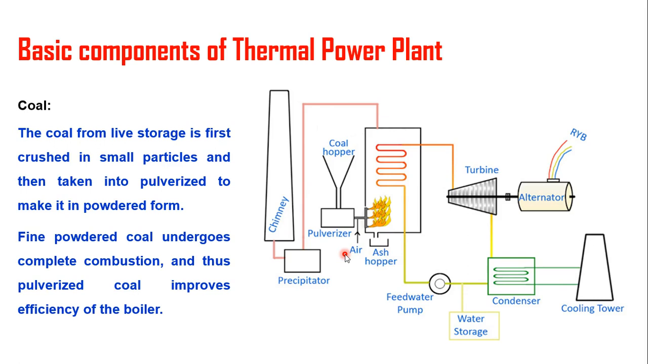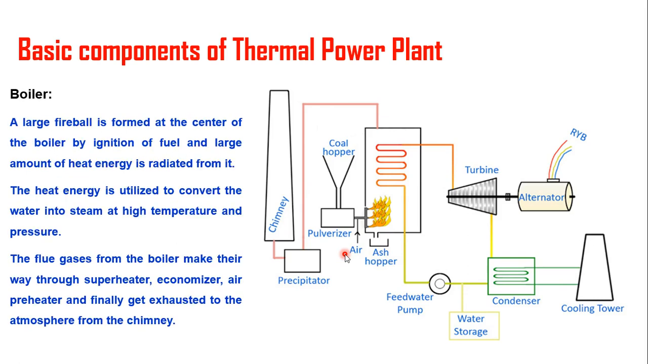Okay, next, boiler. The mixture of pulverized coal and air is taken into the boiler and then burned in the combustion zone. On ignition of the fuel, a large fireball is formed at the center of the boiler and a large amount of heat energy is radiated from it. The heat energy is utilized to convert the water into steam at high temperature and pressure.